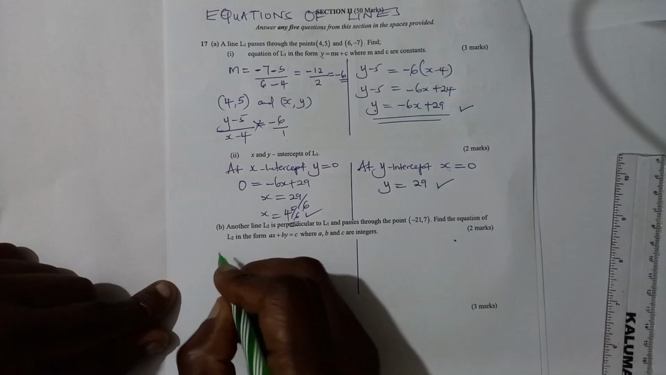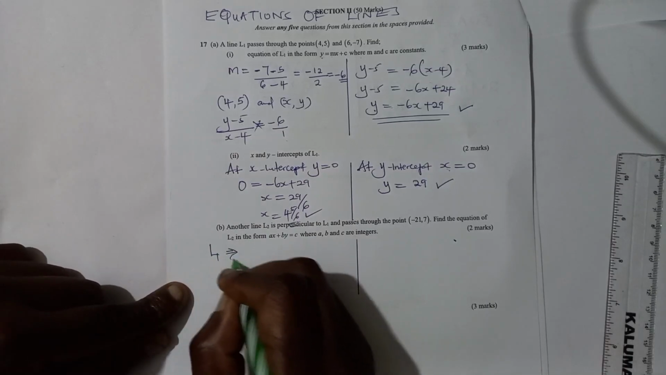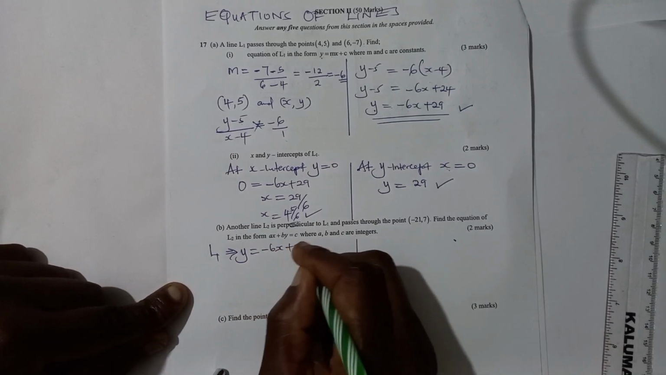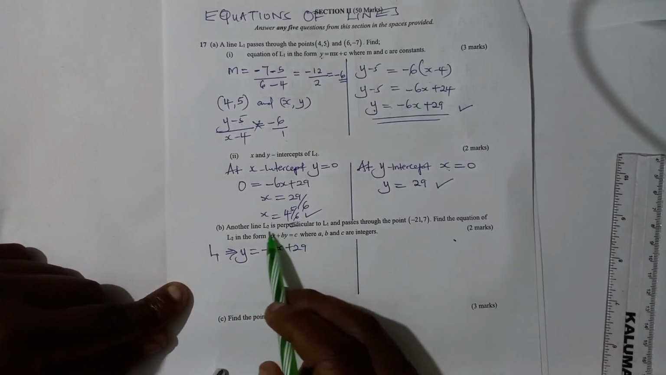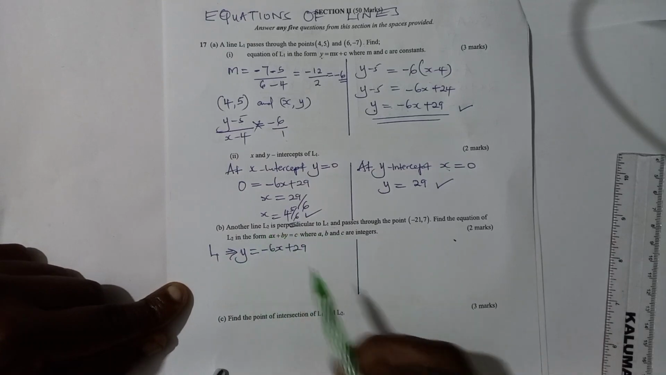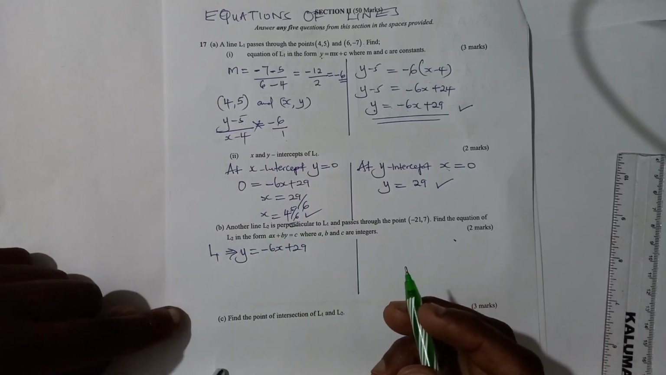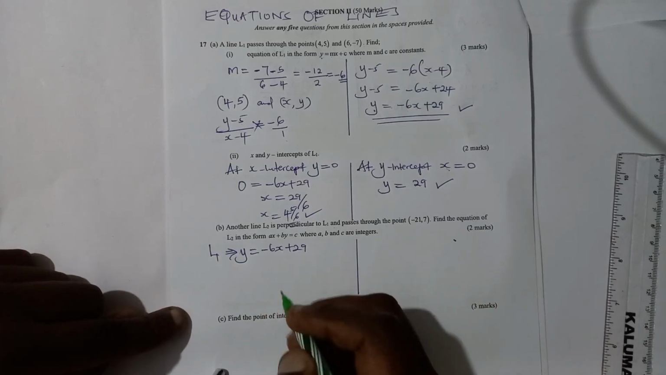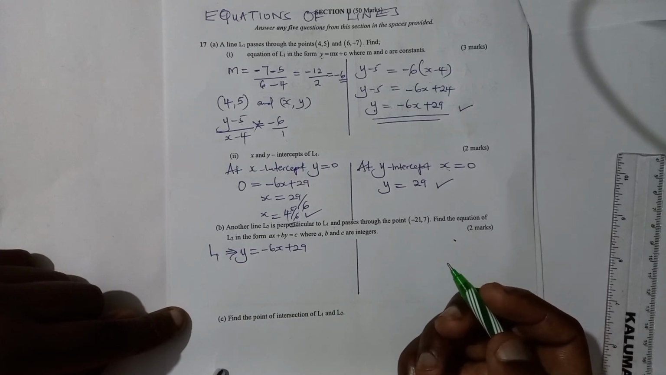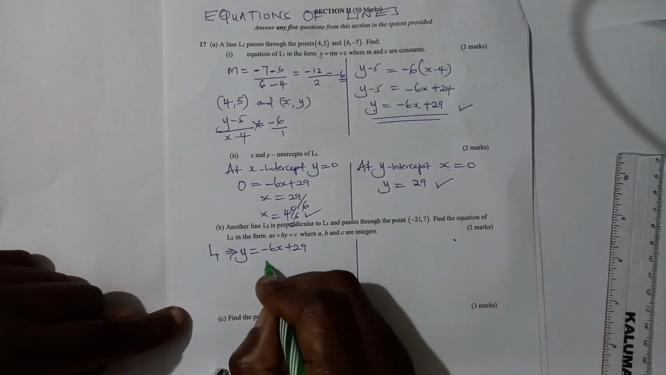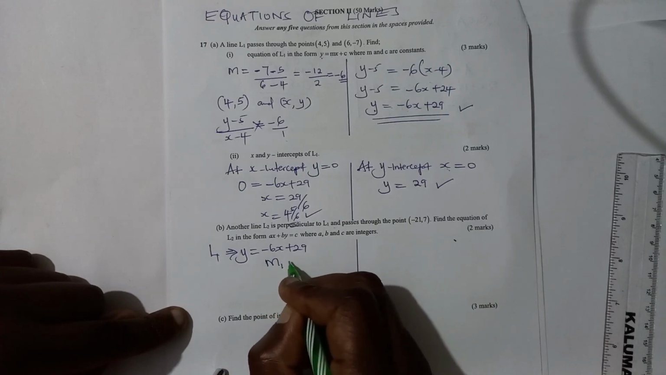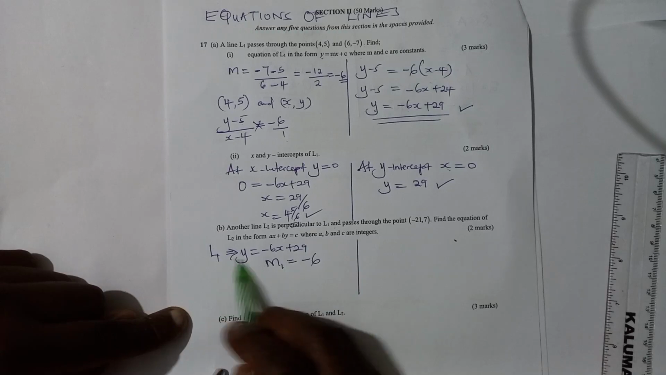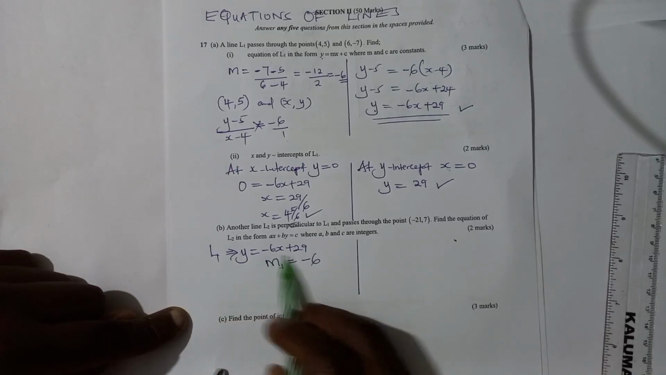we have line 1, which is given by y = -6x + 29. Given that another line L2 is perpendicular to this line, there's something you need to know in equations of straight lines: if you have two lines that are perpendicular to each other, then the product of their gradients is -1. So we shall let the gradient of L1 be m1. So the gradient of line 1 is m1, which is -6.